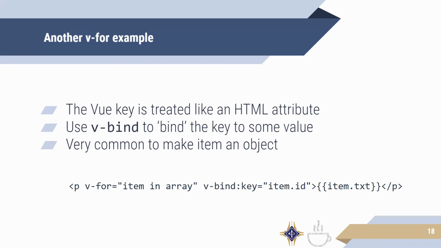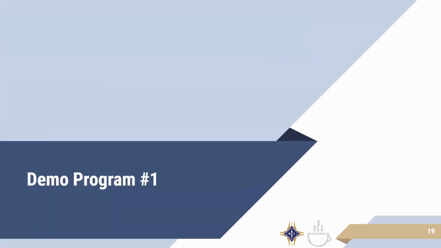And for this reason, I highly recommend whenever you're using v-for, you always make the elements in your array you v-for through an object. So you can store both the ID and the actual value of your object at the exact same time. It makes your code a heck of a lot cleaner, and it'll make Vue much more efficient. With that in mind, let's jump over into demo program number 1.